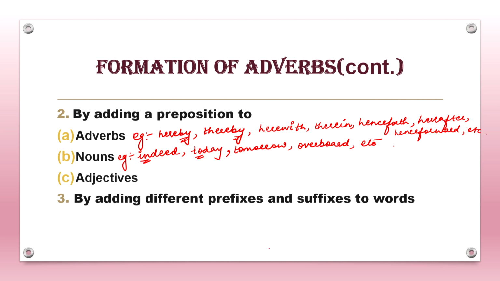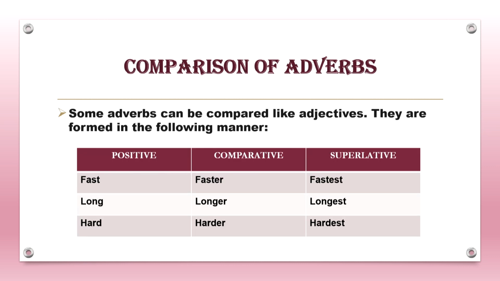Now, next, by adding a preposition to an adjective. For example, abroad, aloud, along, anew, alone, etc. Now, note one thing here, a means on. So, basically on has been weakened to a. Now, next, by adding different prefixes and suffixes to words. Fine. So, next is comparison of adverbs.